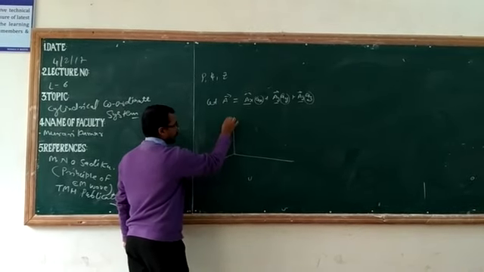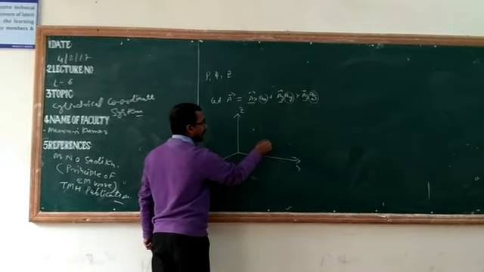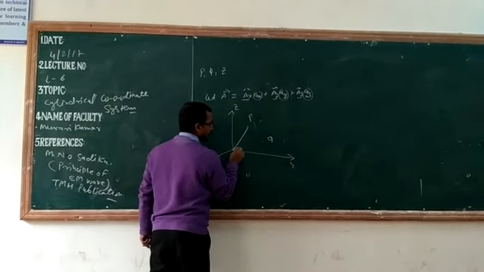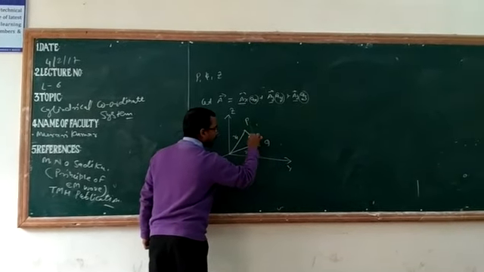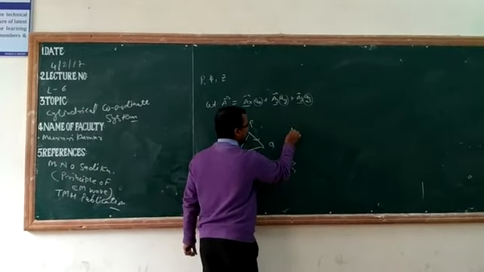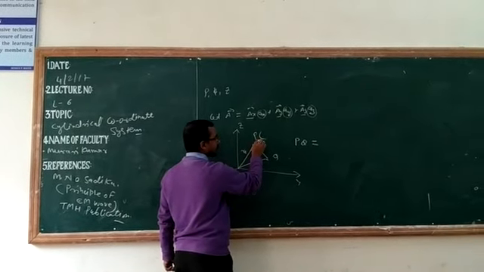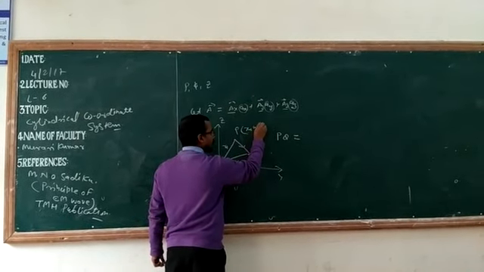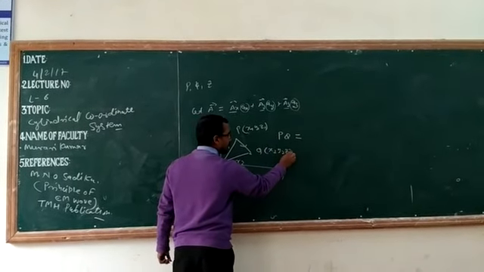x, y, z. Here there are 2 points, point P and point Q. This is R1, and this one is R2, and we move from P to Q. The distance from P to Q is equal to, that means this position is x1, y1, z1, and this is the position x2, y2, z2.